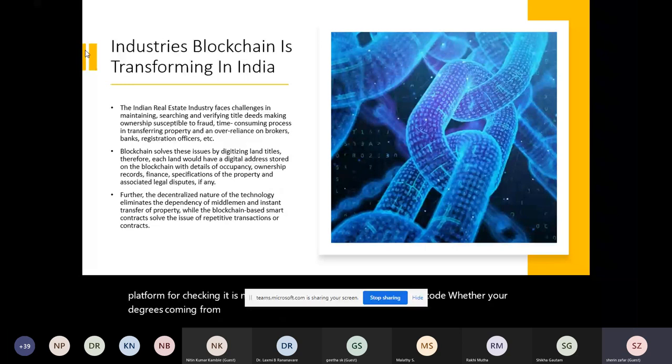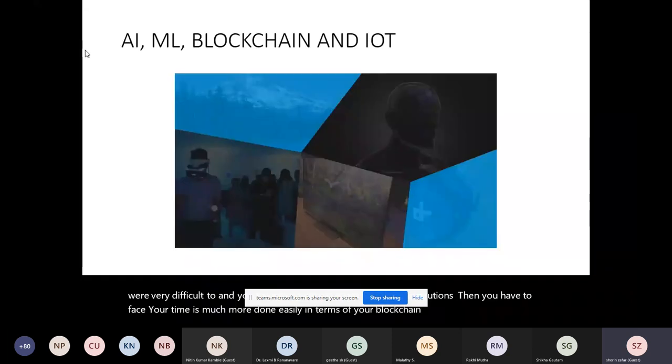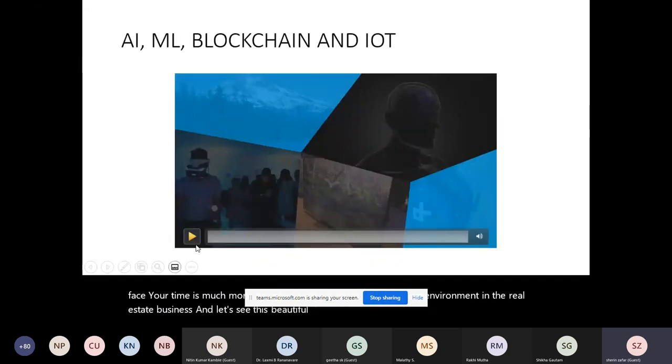And talking about the real estate industry, it is also doing a lot of work. Especially, blockchain has digitized land titles. So issues like eliminating the dependency on the middleman, or those contracts that were very difficult to handle, where you had to visit institutions again and again and waste your time, are now done much more easily in a blockchain environment in the real estate business. And let's see this beautiful video again, which will help you discover the importance of AI and IoT.